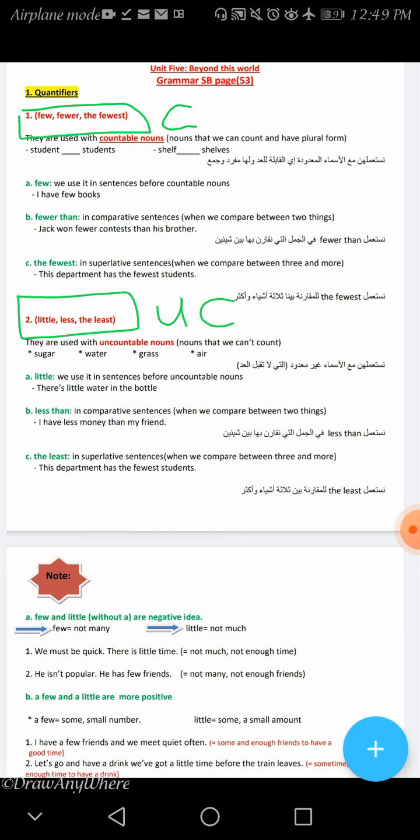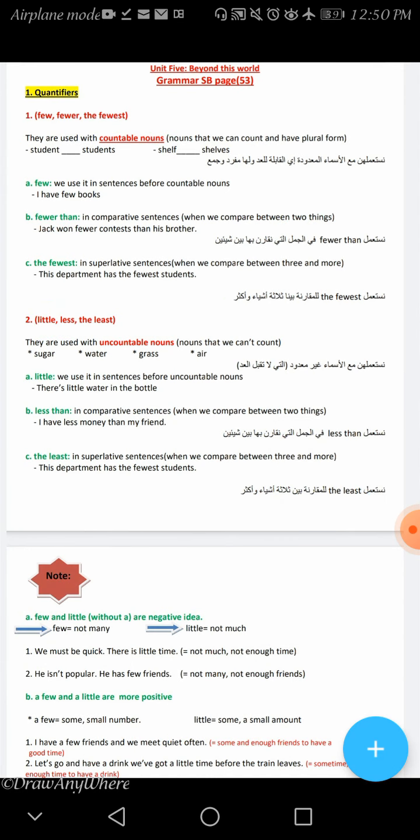Now, few: we said that we use it with countable nouns with a negative idea, قليل غير كافي. But you have to know that sometimes we use it in comparative form. I mean, when I compare between two things by using than. Okay? Usually in the sentence I have than. So this is comparative, which means مقارنة between two things, بين شيئين. Now, how do we use few in comparative form? Fewer than. Okay?